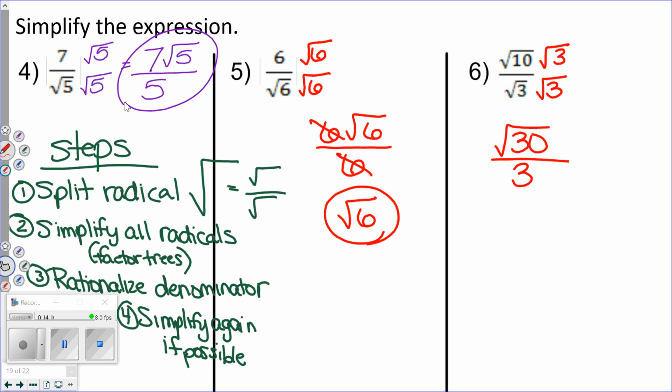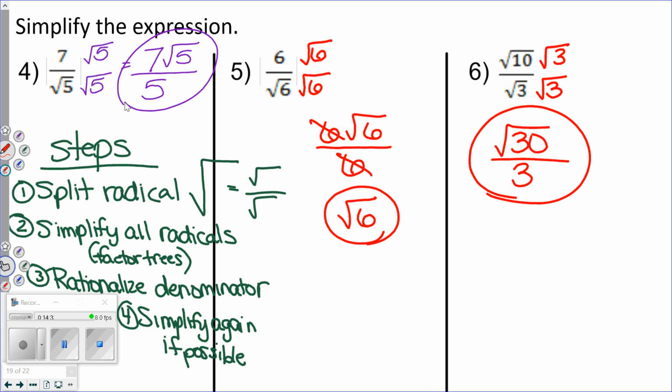And then can you simplify anything else? Good, I can't divide because one's under a radical and one's not, so those don't work together. Can I do a factor tree on 30? Do you get any pairs? It'd be 3 and 10, and then 2 and 5, so there's no pairs. All right, so that was as far as that one goes.